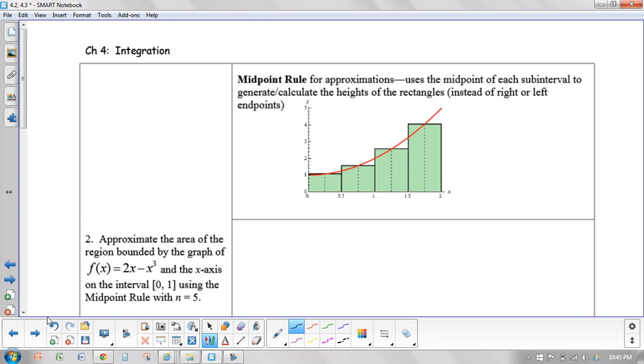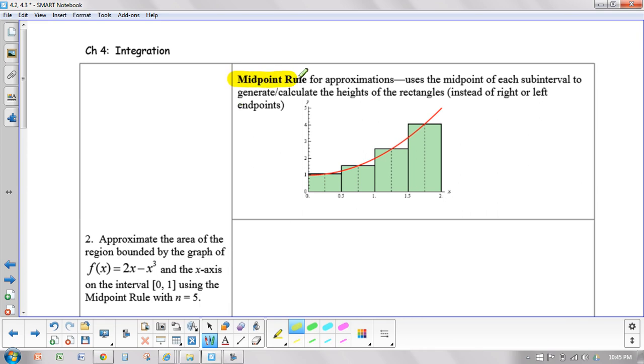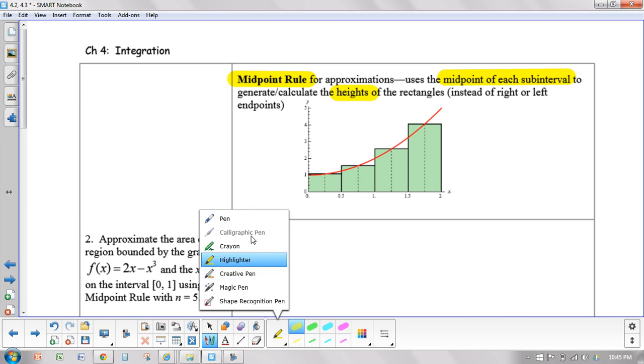Okay. Next idea. So we've talked about lower and upper. We've talked about left and right. We had 6 things on the front. The 2 that we are missing still are midpoint and trapezoidal. So the midpoint rule tells you that you're going to use the midpoint of the subintervals to get the heights. So instead of the left side, instead of the right side, you use the middle.